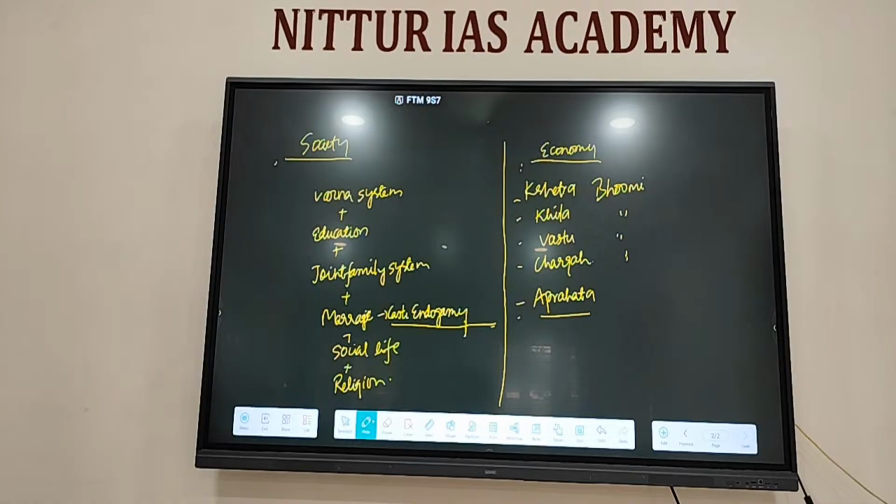If you remember, a five-fold classification of land was also discussed in the Sangam age: Kurunji, Mullai, Palai, Marudam, and so on. Those types of classification we have discussed. Here also you see five types of land classification are mentioned. Next point.